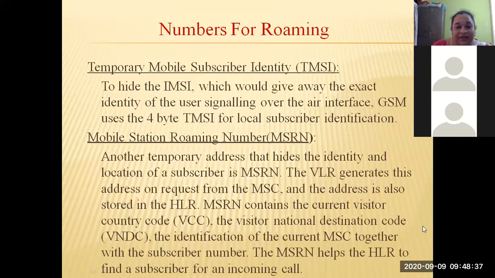What does this particular mobile station roaming number consist of? It consists of the current visitor country code and the visitor national destination code. As it is a temporary address, the national destination code will be given. These two comprise the MSRN, mobile station roaming number, right?